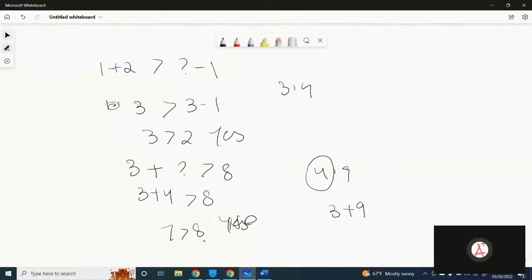3 plus 9 is greater than 8. 3 plus 9 is 9, 10, 11, yes, 12 is greater than 8. That means 9 is the correct option. Got it?